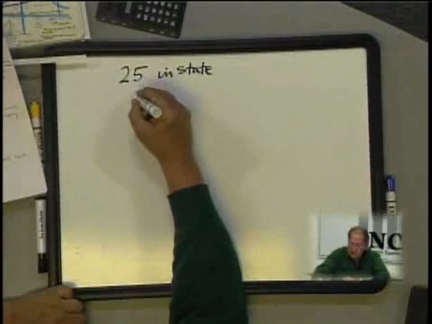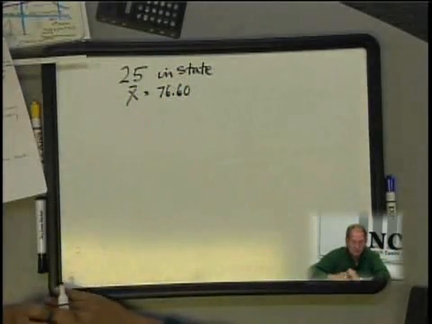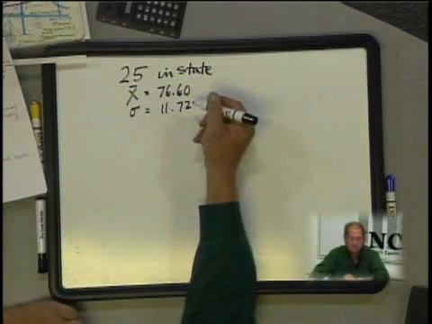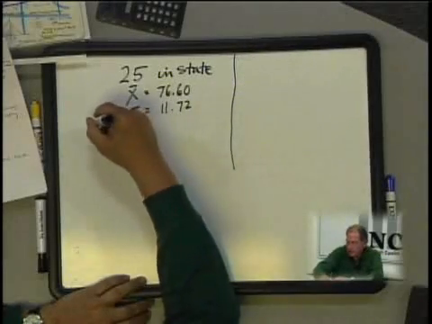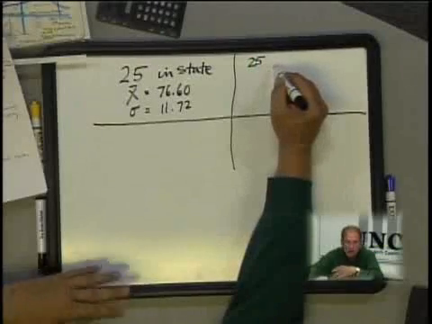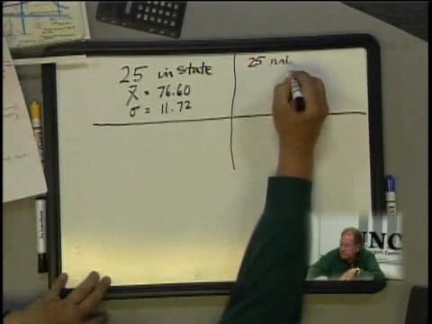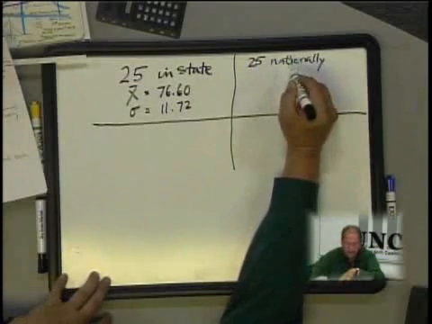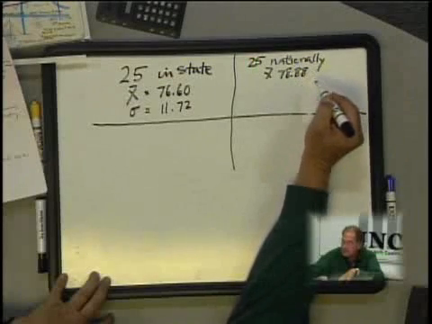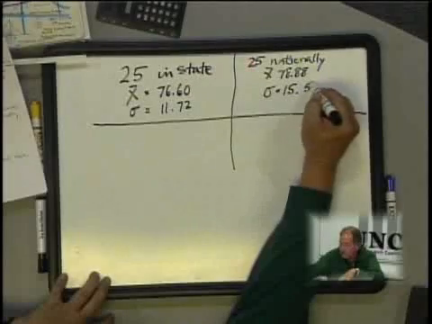And the mean score of these 25 is 76.60. The standard deviation is 11.72. We're going to compare these 25 stations in the state with 25 national, across the nation, nationally. At the national level, 25 nationally. And the mean at the national level is 78.88. And the standard deviation is 15.58.